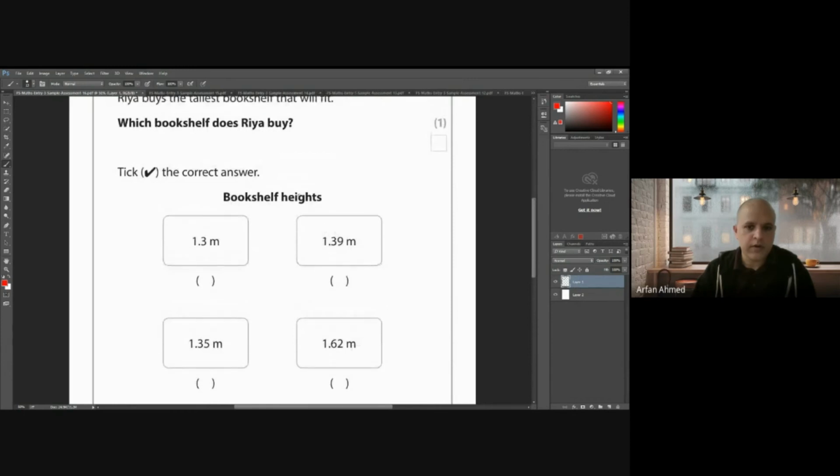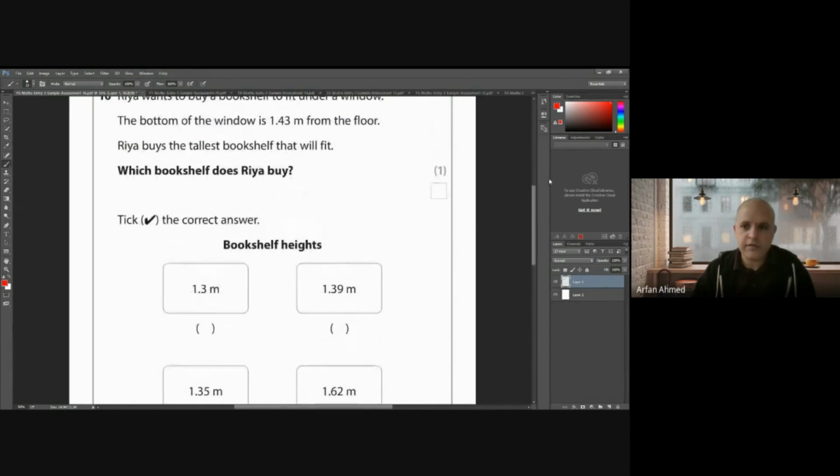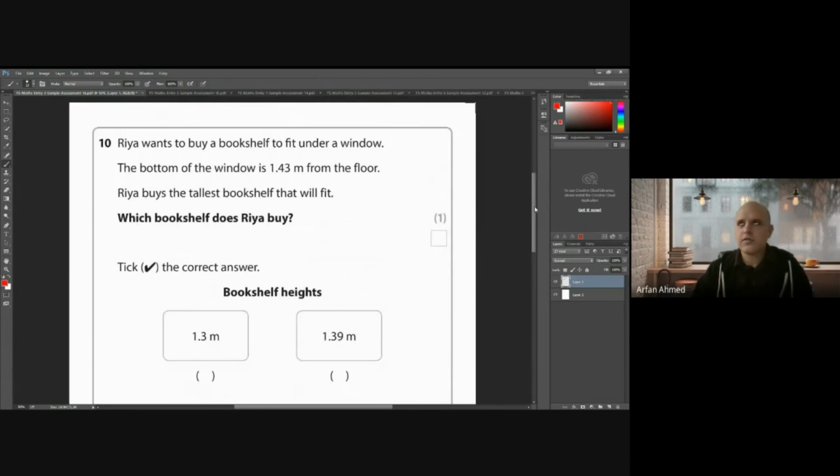Right. Okay. So these are in meters. Everything's in meters. So if you imagine, it's going to go underneath the window from the floor to the window shelf. What's the tallest bookshelf that will fit? So it has to fit. Has to be less than this, but as close as possible, because you want the tallest one.